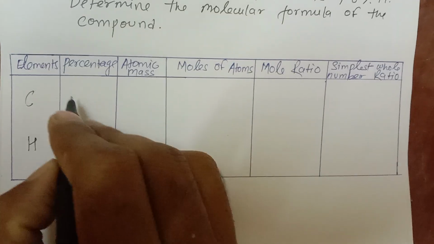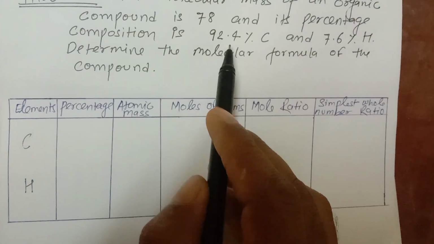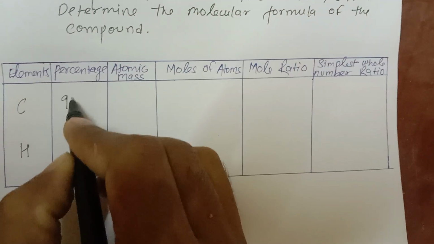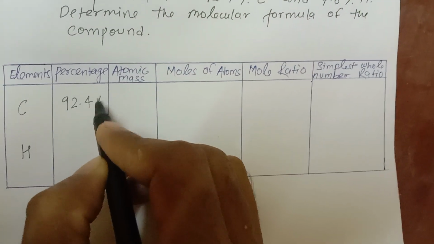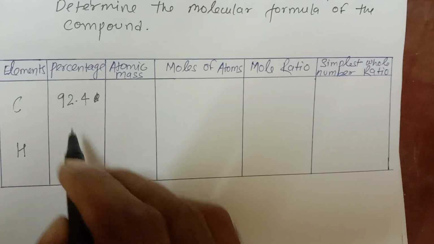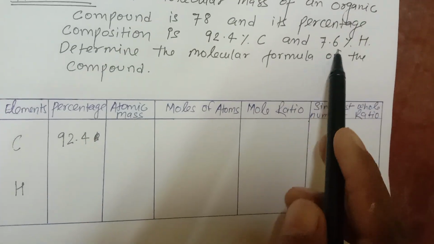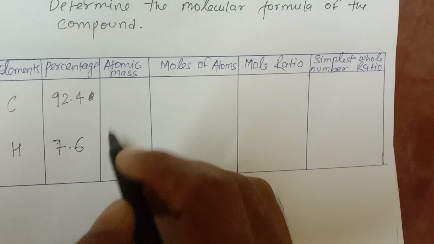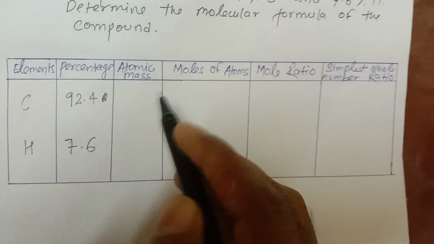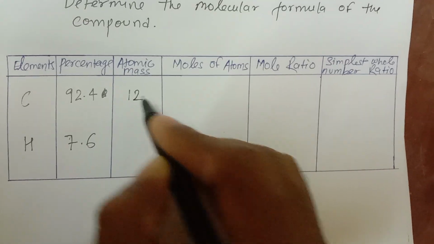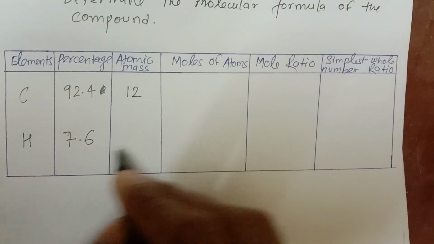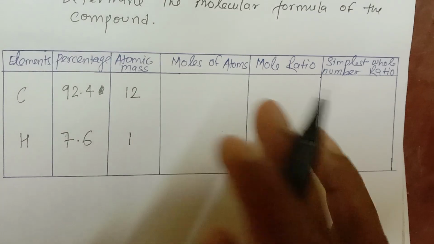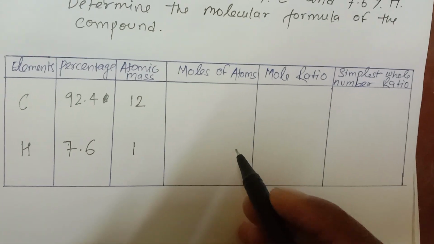Okay students, in the second column the percentage is there. What is the percentage of carbon? 92.4% is given. No need to write the percent sign. And the percentage of hydrogen is 7.6. Now what is the atomic mass of carbon? That is 12. You have to write it in the third column. What is the atomic mass of hydrogen? 1. You write it in the third column. Okay, now what do you have to do?